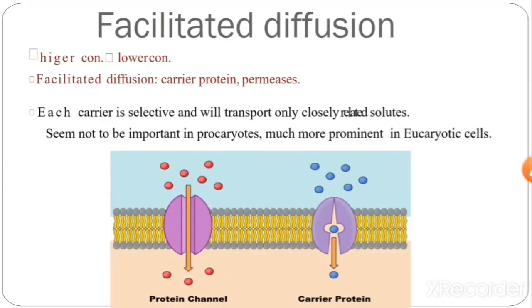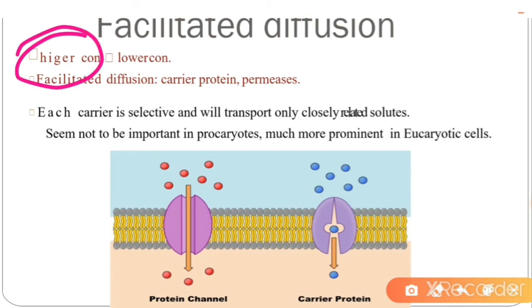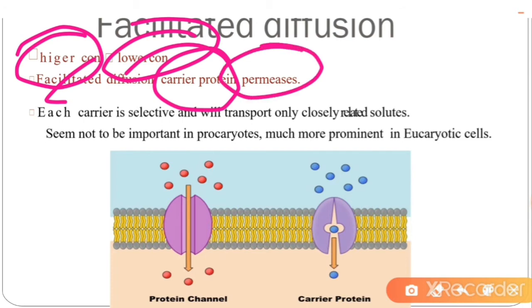Now see, in facilitated diffusion there is a higher concentration and a lower concentration. Facilitated diffusion requires a carrier protein, that is permeases. Each carrier is selective and will transport only closely related solutes. They seem not to be important in prokaryotes, and are much more prominent in eukaryotic cells. So it is not mostly found in prokaryotes.